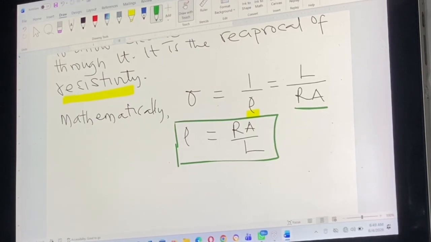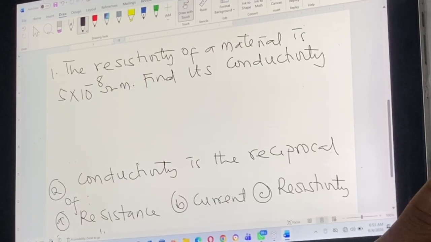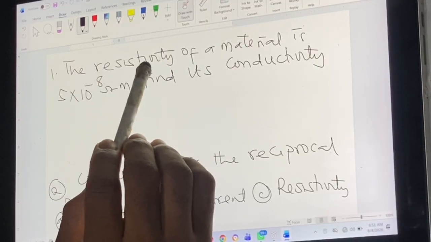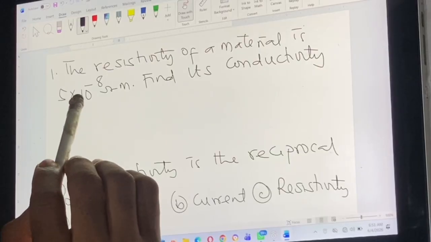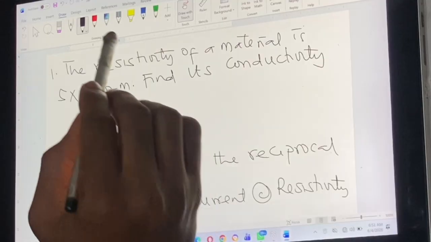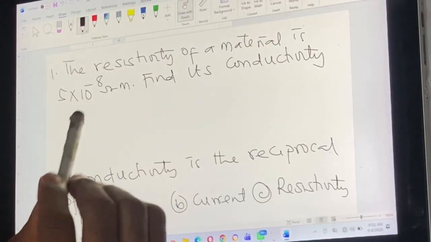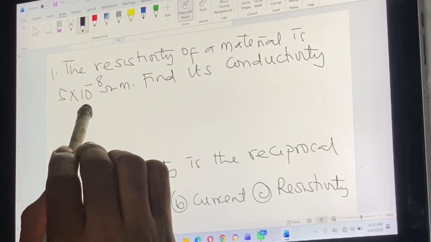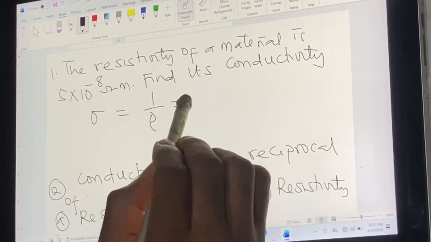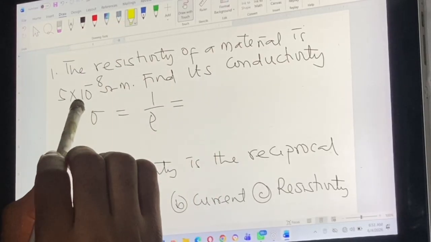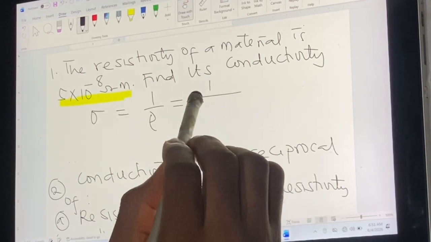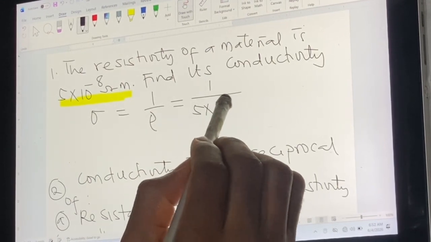So let's solve some questions here under conductivity. The first question: the resistivity of a material is 5 times 10 to the power minus 8 ohm meter. Find its conductivity. The formula that relates resistivity and conductivity is conductivity is equal to 1 over resistivity. Replacing the value, this will be 1 over 5 times 10 to the power minus 8.